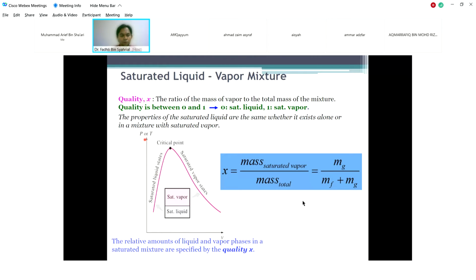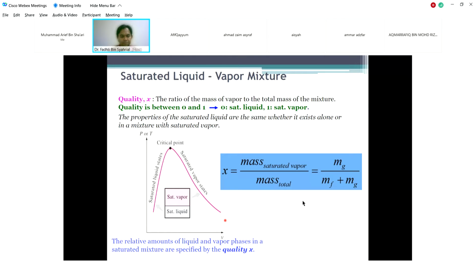So this is our PV or TV diagram. This is the curve line where the first curve on the left side is saturated liquid state, while the right side curve is saturated vapor state. So any point located on this right side curve line is saturated vapor. On the other hand, any point located on this curve, their phase is saturated liquid.